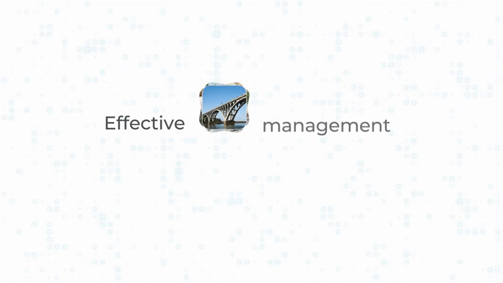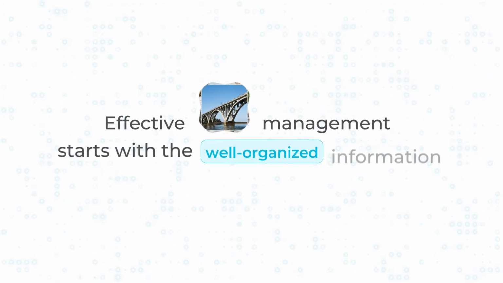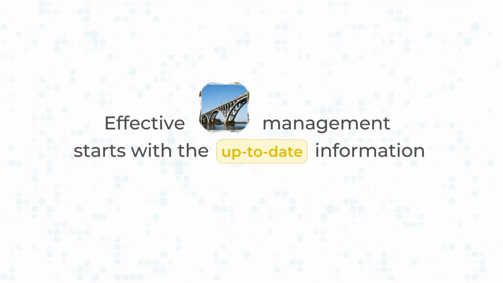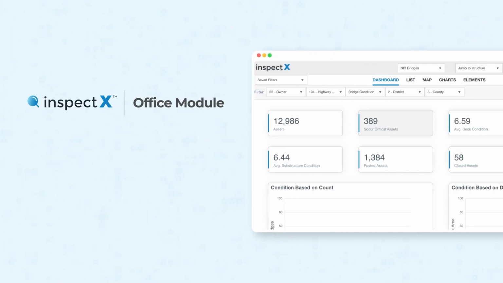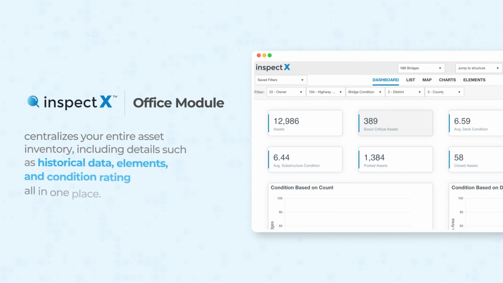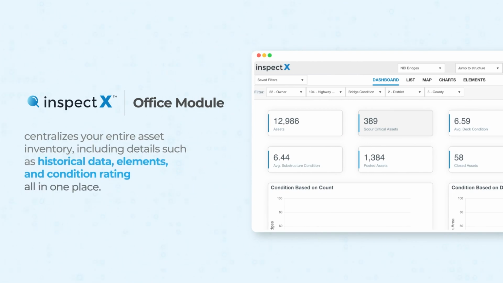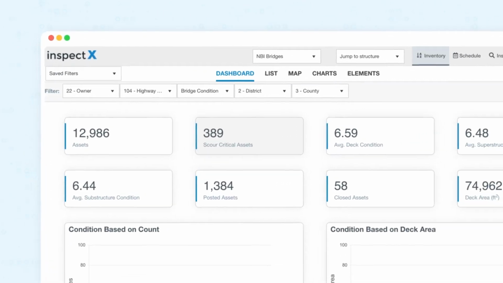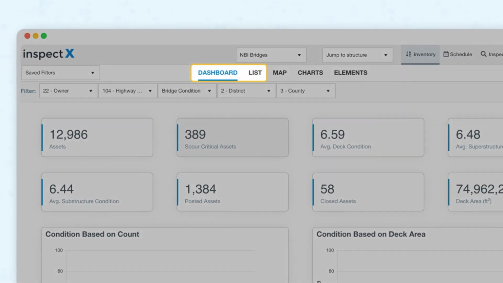Effective infrastructure management starts with the correct, well-organized, accessible, and up-to-date information. The inspectX Office module centralizes your entire asset inventory, including details such as historical data, elements, and condition rating all in one place. These are easily accessible through dashboards, lists, maps, and charts.